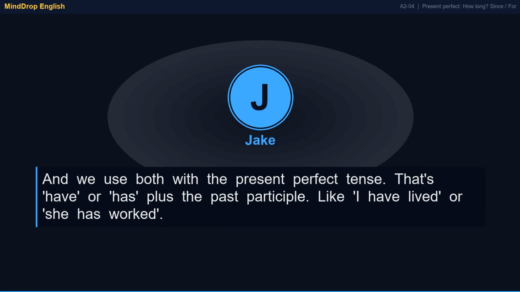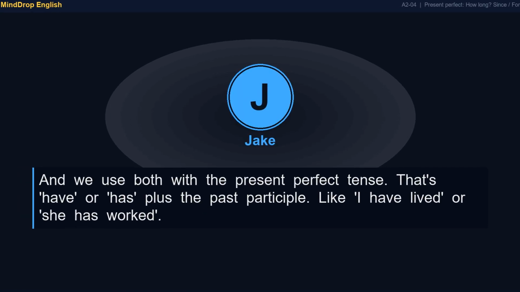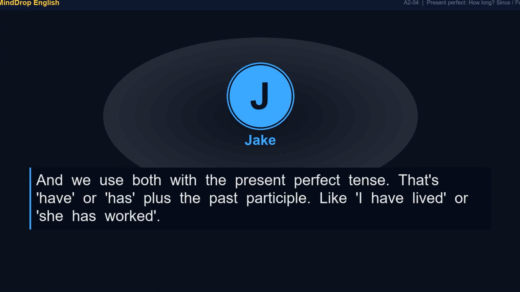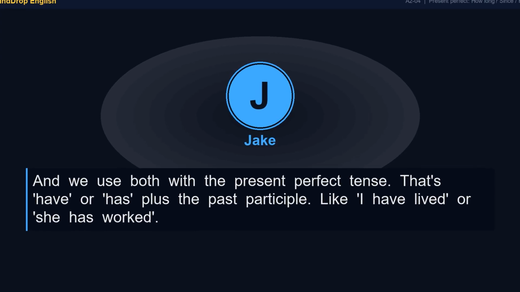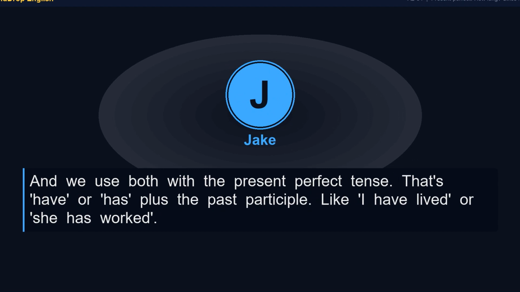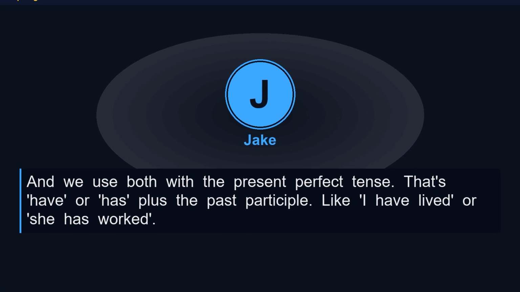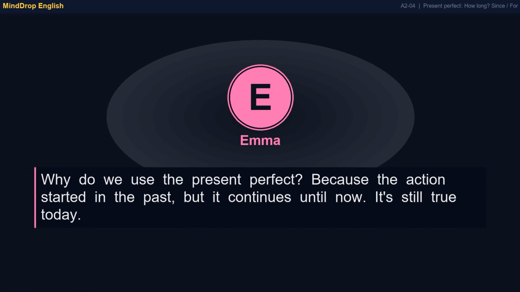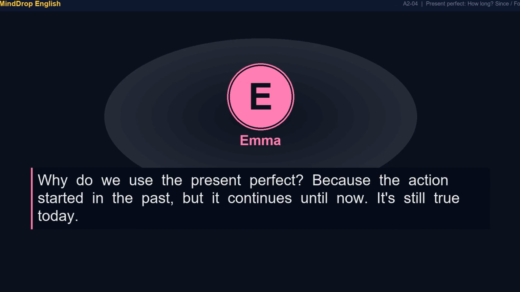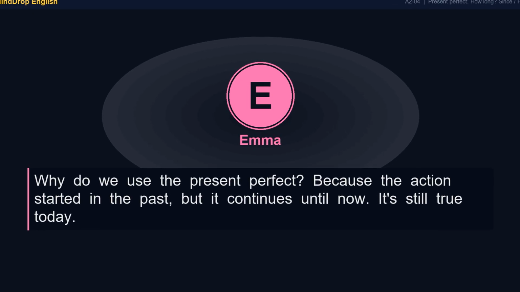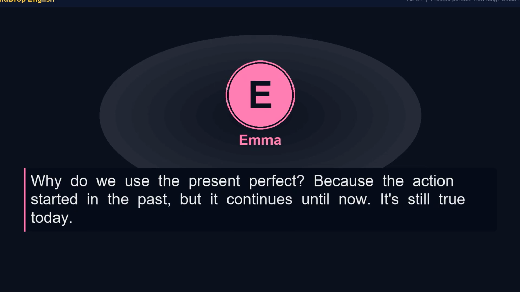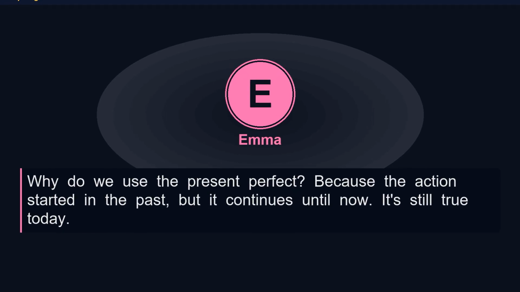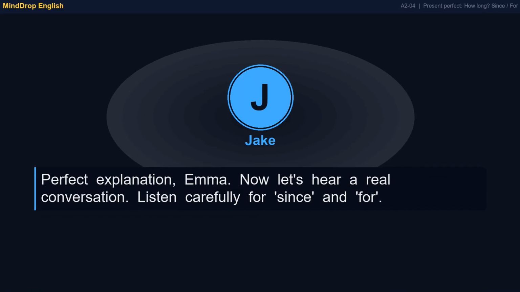And we use both with the present perfect tense. That's have or has plus the past participle. Like, I have lived, or she has worked. Why do we use the present perfect? Because the action started in the past, but it continues until now. It's still true today. Perfect explanation, Emma.